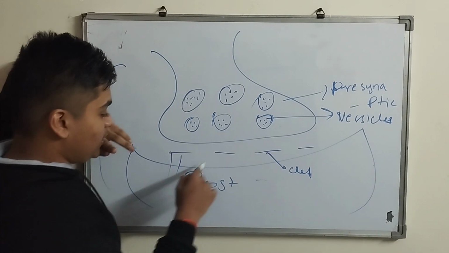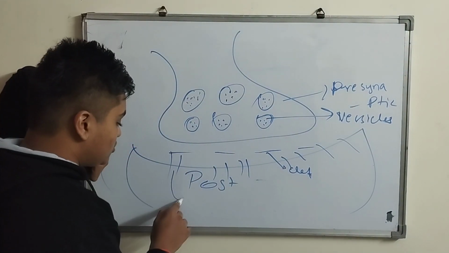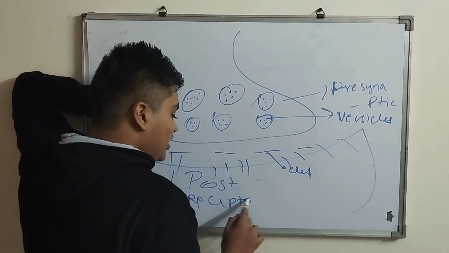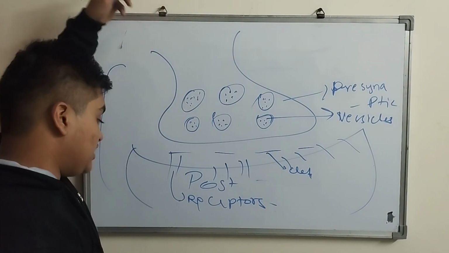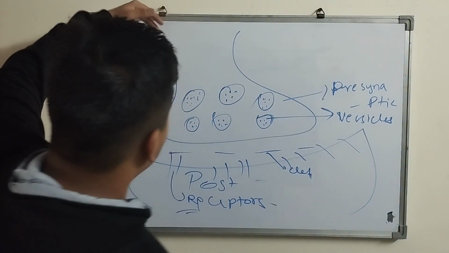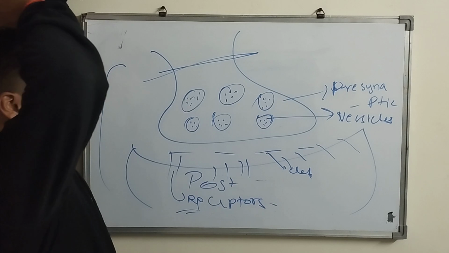Arey Baba, tell me, here there are no receptors. Where should I sit? So there are receptors on the postsynaptic neuron, and this is the very famous question. Where are receptors for the neurotransmitters located? Postsynaptic neuron. Now what happens is impulse travels here in the same pathway.